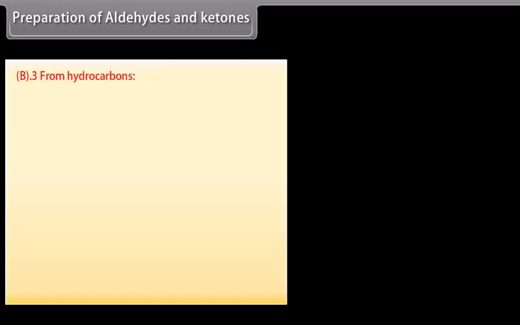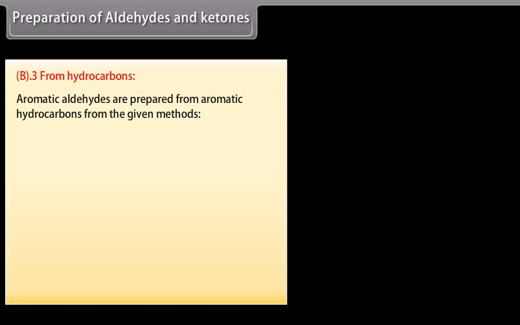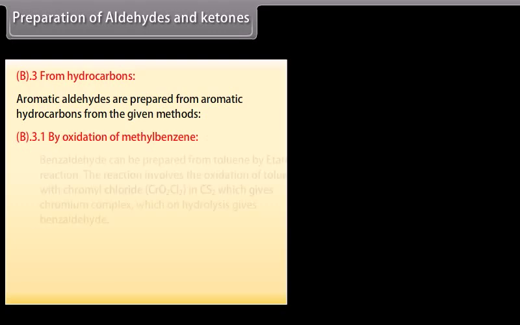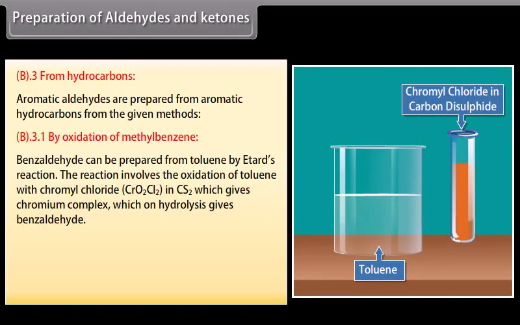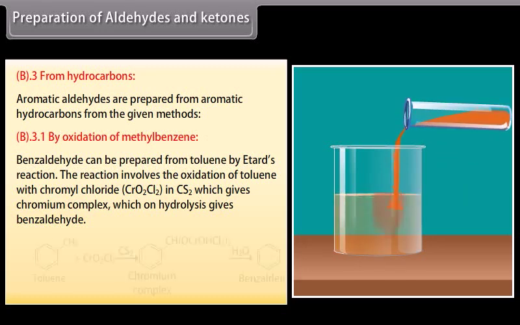Preparation of aldehydes and ketones from hydrocarbons. Aromatic aldehydes are prepared from aromatic hydrocarbons by the given methods. By oxidation of methyl benzene. Benzaldehyde can be prepared from toluene by Etard reaction.